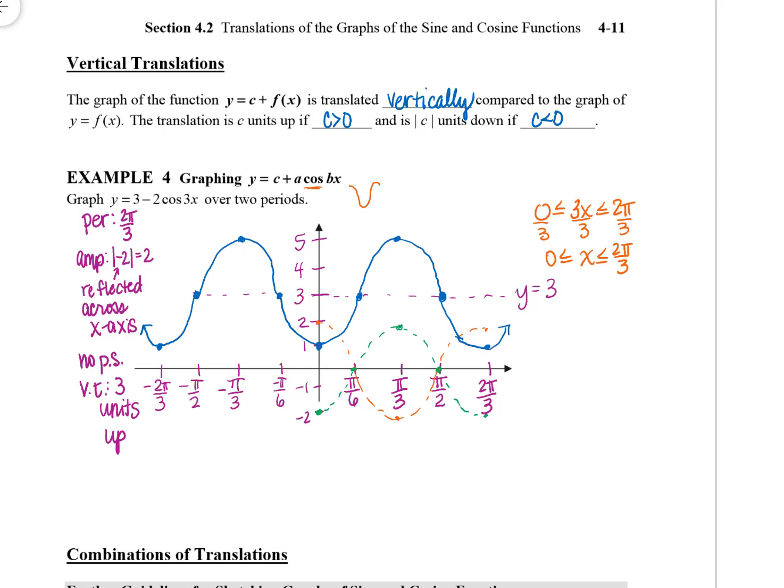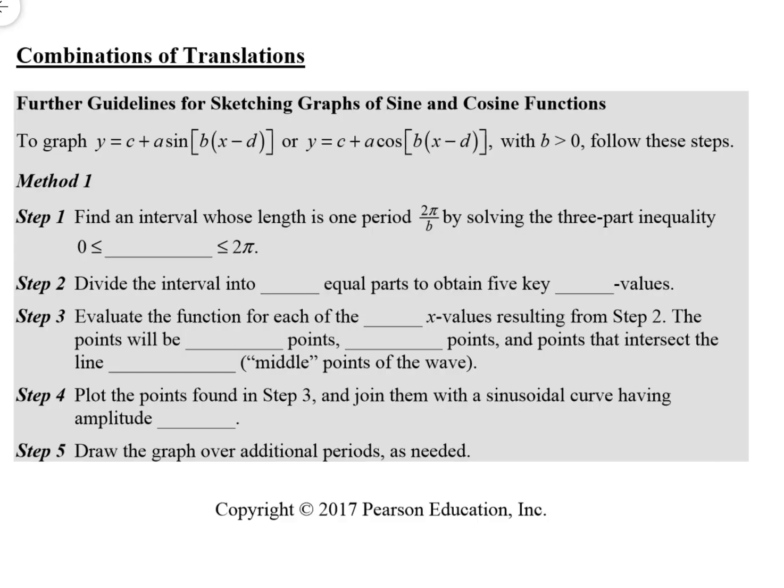And that is 2 periods of a cosine graph that has a vertical translation. If we go down to the bottom of page 4-11, we'll see some guidelines to follow for graphing sine and cosine functions and translations of them. I used a combination of two methods.